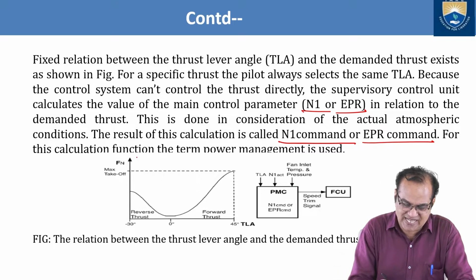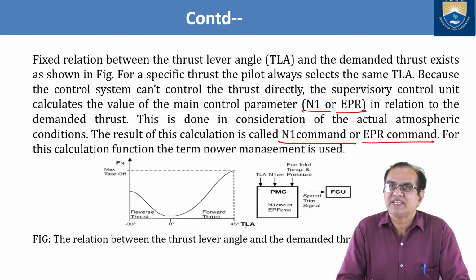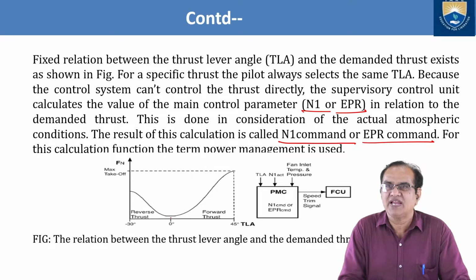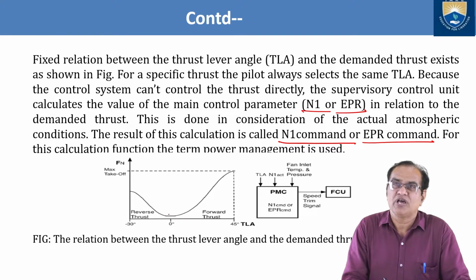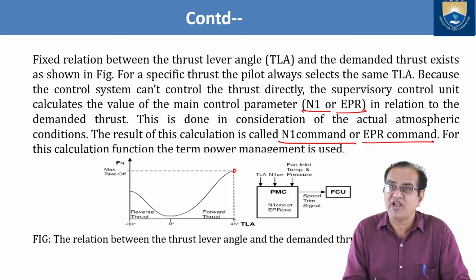So you can see here that here is the thrust lever angle. Here this is the 0 angle, and as you go towards the minus, it is reverse thrust. And if you go towards the positive, it is forward thrust. So reverse thrust you have less, but forward thrust you have more. So it is maximum for the takeoff. We should use this much, 45 degrees of the lever.